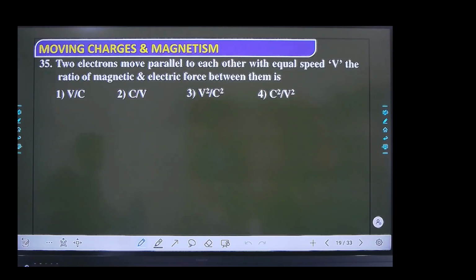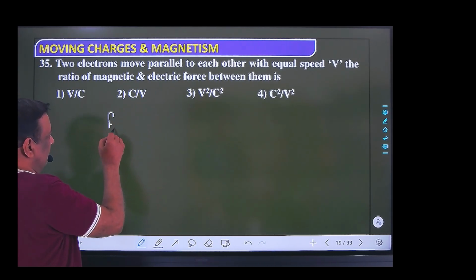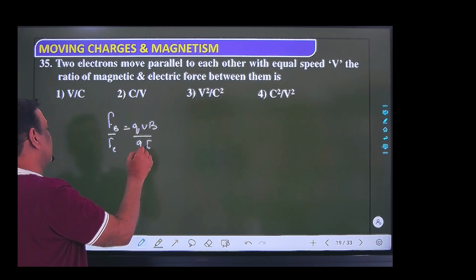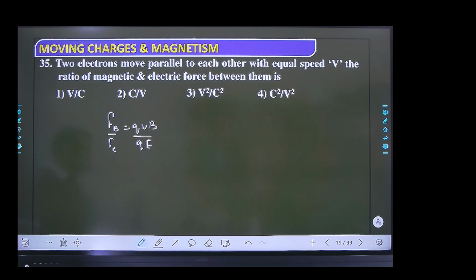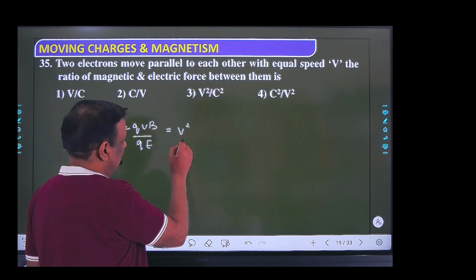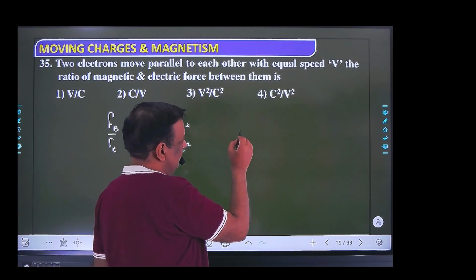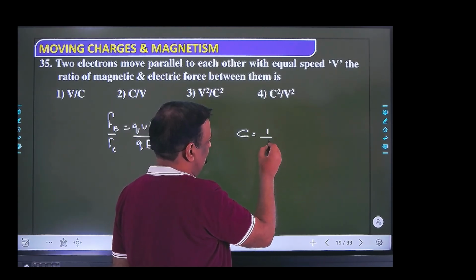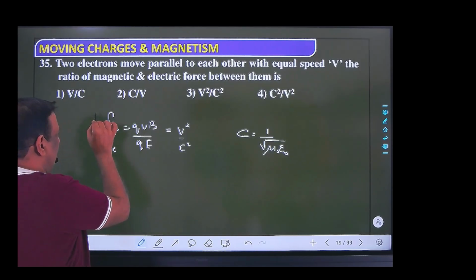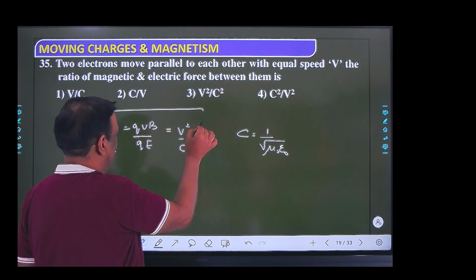Two electrons move parallel to each other with equal speed. Find the ratio of magnetic to electric force. इसका फॉर्मूला है such form. Magnetic force वैसे होती है qvB. Electric force is qE. अभी आपने फॉर्मूला नहीं पढ़ा, प्रैक्टिकल में इसका हम कंसेप्ट यूज करते हैं. अभी इसको आप ऐसा फॉर्मूला याद रखें, इसके डेरिवेशन करेंगे हम.